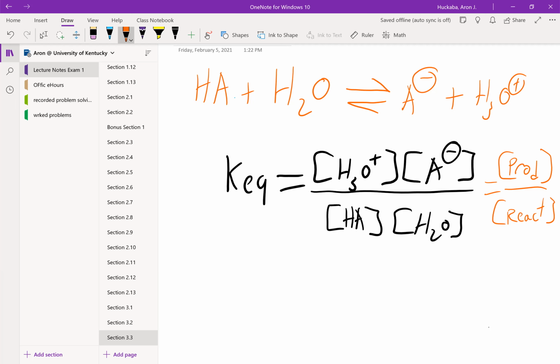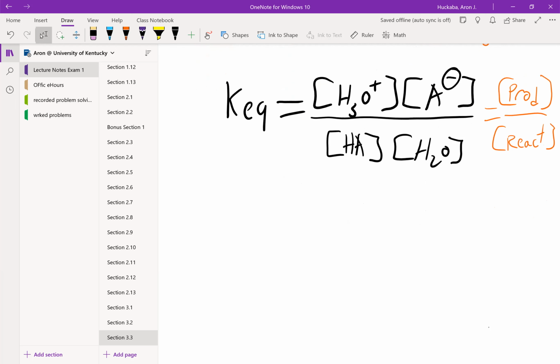but for any acid-base reaction, we can instead use the Ka constant, which is the acid dissociation constant, which is simply equal to KEQ times the concentration of H2O. And the reason why we use the concentration of H2O here is because the concentration of H2O is mostly constant because it is the solvent used in the reaction. And being the solvent, it doesn't really change very much during the course of the reaction.